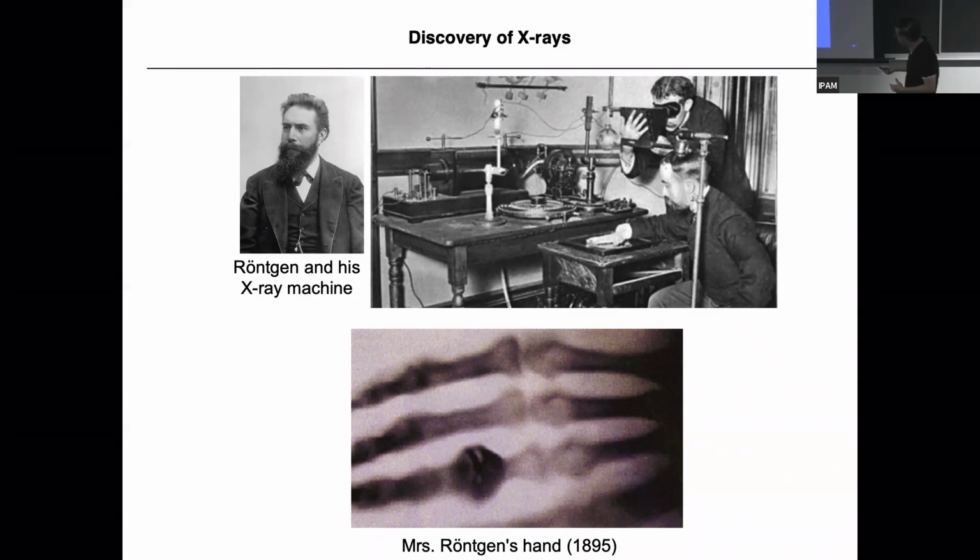So he asked his wife to put her hand between the machine and the film. This is the wife's hand. For the first time, humankind saw the bones of a living person, not a dead person's bones. And there's also a wedding ring here. All this is because of the X-ray absorption coefficient. Bone has a higher absorption coefficient than softer tissue, and metal, gold in particular, has a very high absorption coefficient. This is one of the most famous images ever taken in the history of science.